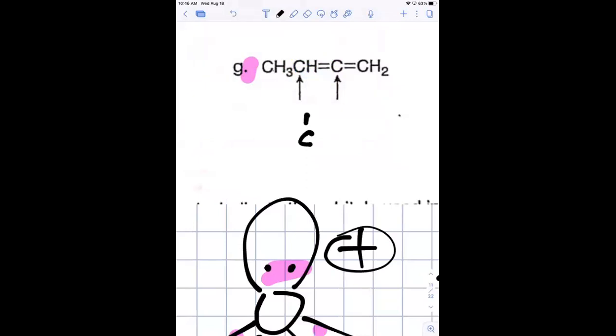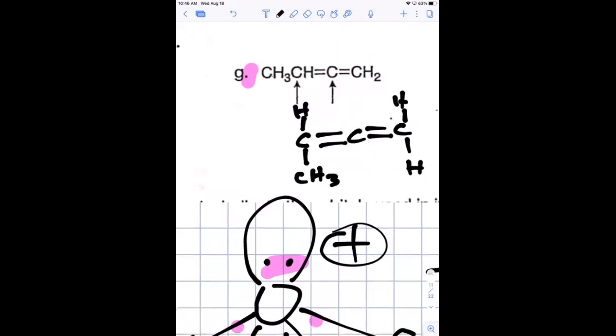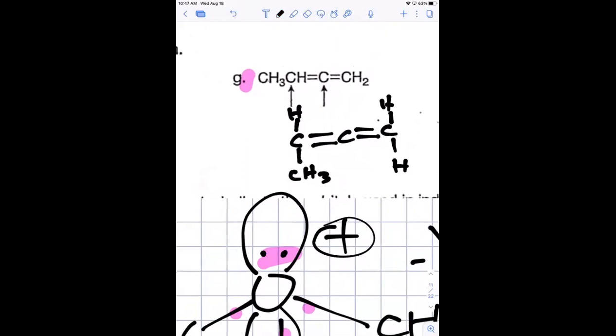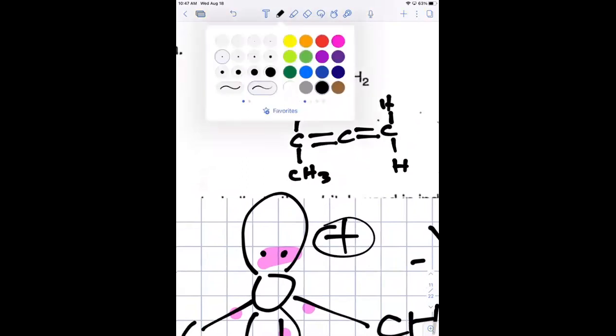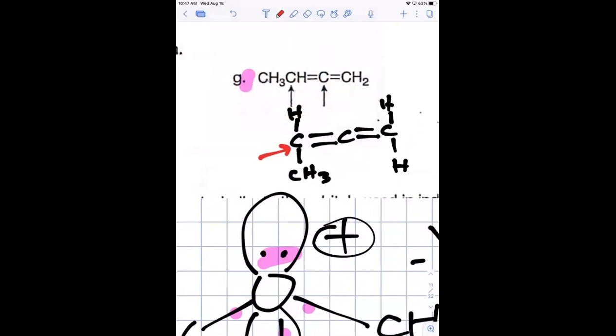So this is CH, CH3, this is CH. I'm going to write it out like that. So it's asking for the hybridization state of the terminal carbon right here, and it's asking for the hybridization state of this one.